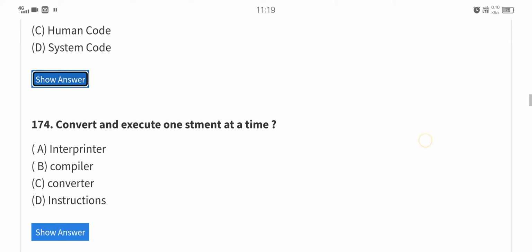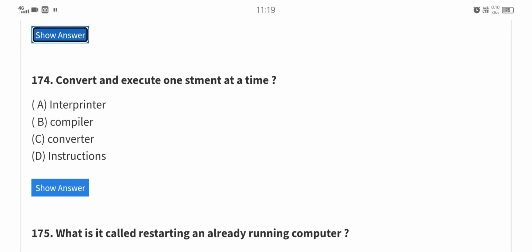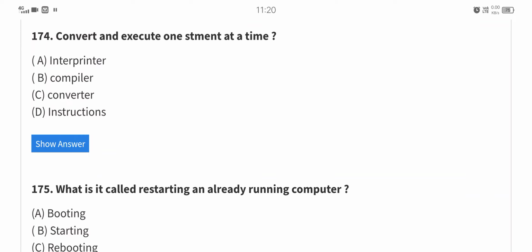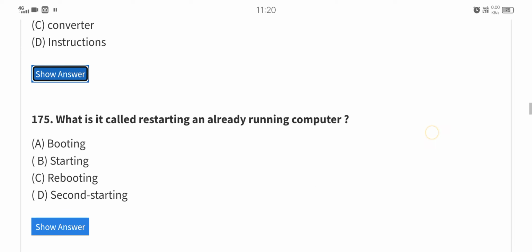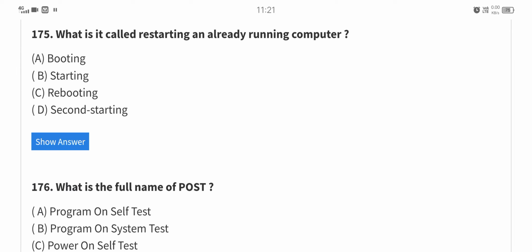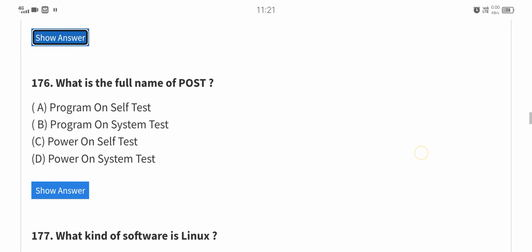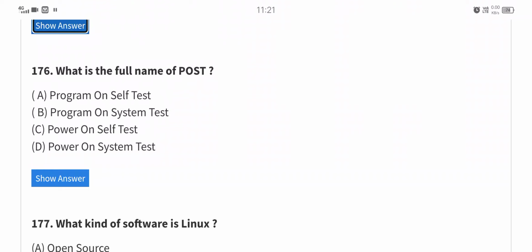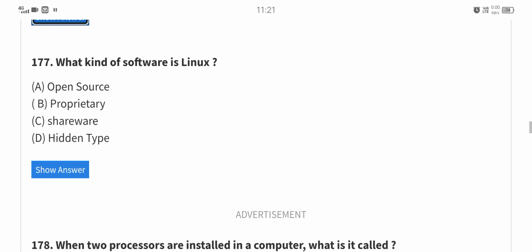What is a human-readable version of a program called? Program code. What converts and executes one statement at a time? Interpreter. What is restarting an already running computer called? Rebooting. What is the full name of POST? Power On Self Test. What kind of software is Linux? Open source.